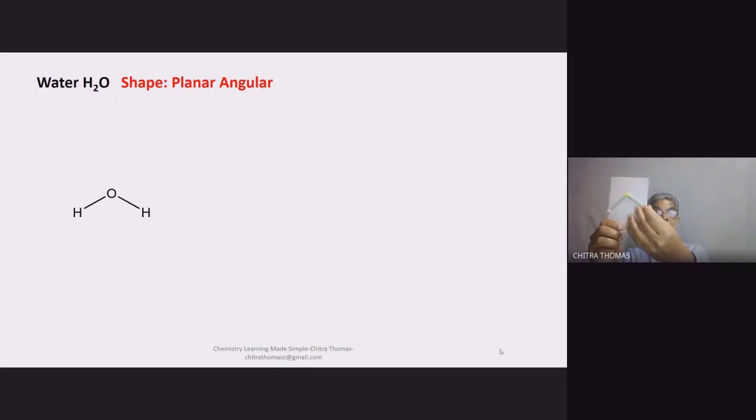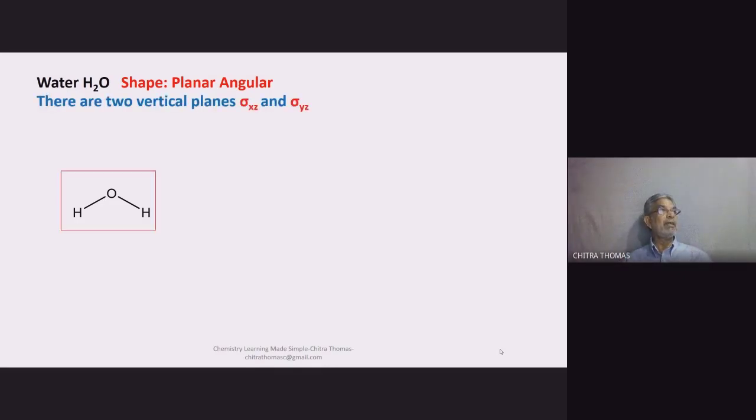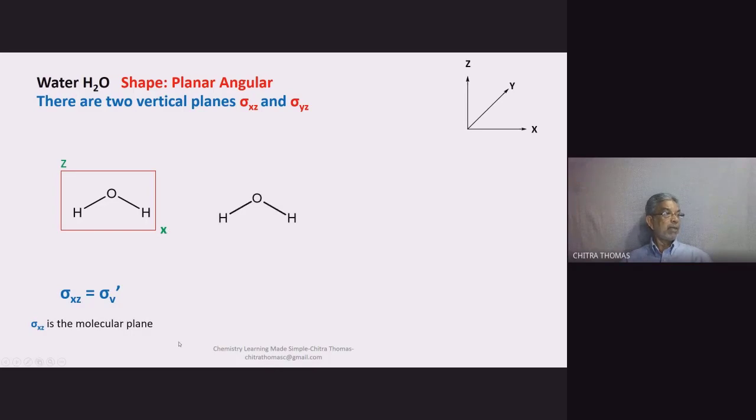This is one plane, which is the molecular plane. And this is what? This bisects. So this is in the plane of the molecule. This is perpendicular to the plane of the molecule, but both are what? The vertical planes, because both will contain the C2 axis. So there are two vertical planes. With reference to x, y, z, this is x, this is z. So this is sigma xz, sigma V prime, which is the molecular plane.